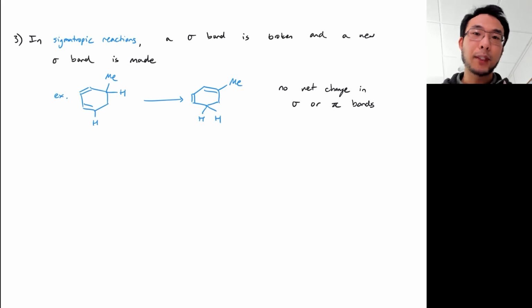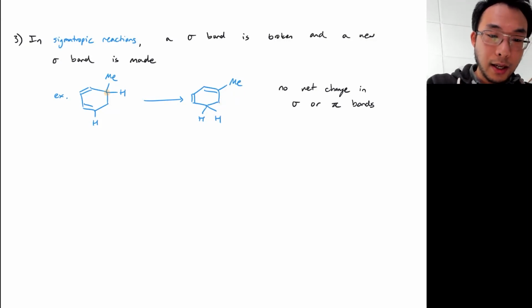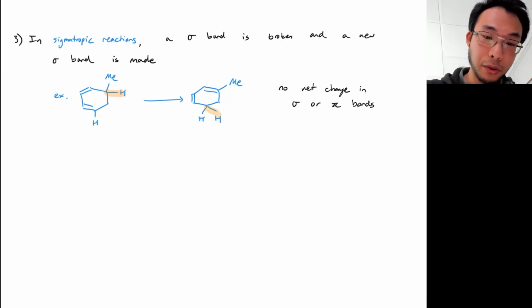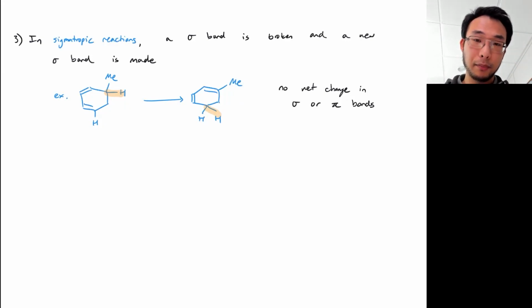The next type of pericyclic reaction is the sigmatropic reaction. These are also known as rearrangement reactions. In this reaction, what I think of happening is that a sigma bond is broken and a new sigma bond is made. So it's like the sigma bond has changed places. In this example here, what I'm seeing is that the carbon-hydrogen sigma bond is there in the reactant. We're breaking that sigma bond, and then we're creating a new carbon-hydrogen sigma bond. Overall, there's no net change in the number of sigma or pi bonds.